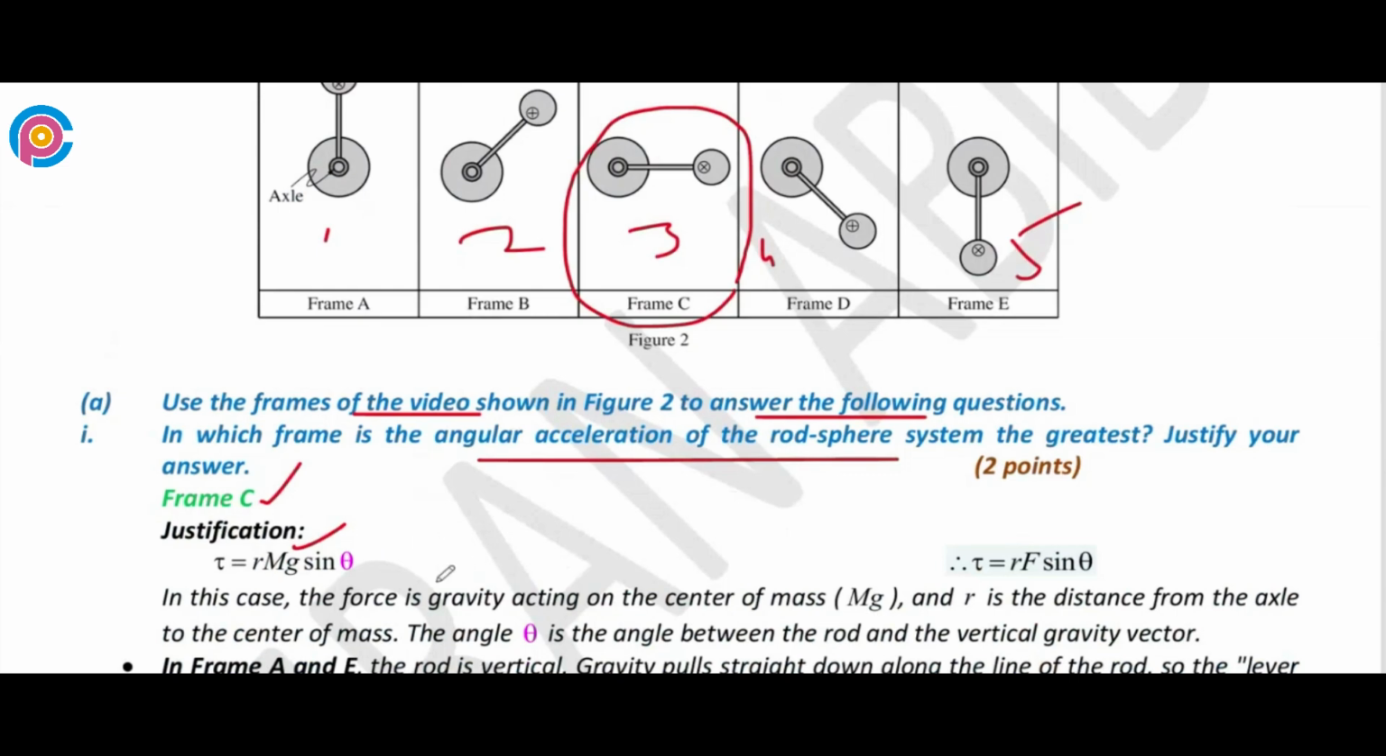In this case, the force of gravity is acting along the center of mass. R is the distance from the axis to the center of mass. Theta is the angle between the rod and the vertical gravity vector. At this moment the force of gravity is there, so the angle we can measure is 90 degrees. That's sin 90, and sin theta is maximum at 90 degrees.